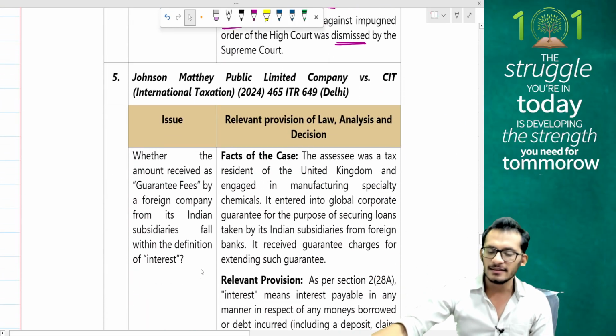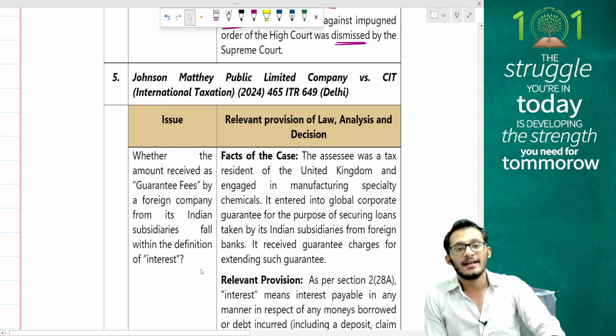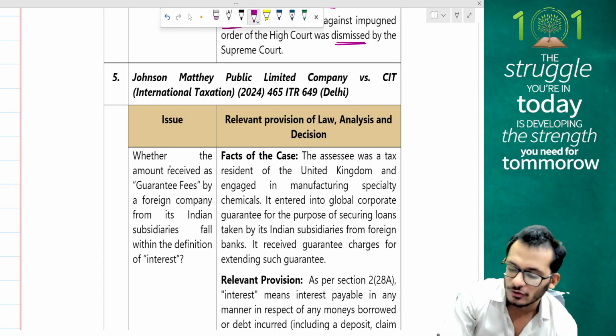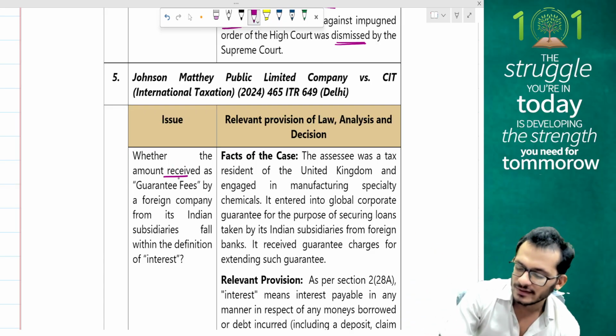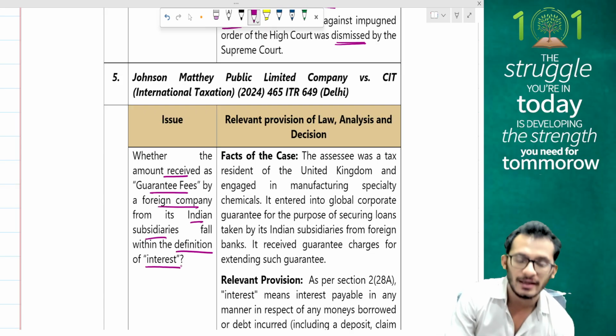Clear? Yes. This brings me to the last case law, which is Johnson Matthey Public Limited Company versus International Taxation, a DTAA related provision. The question is as follows. The question says whether the amount received as guarantee fees by a foreign company from its Indian subsidiaries would define the term as interest.